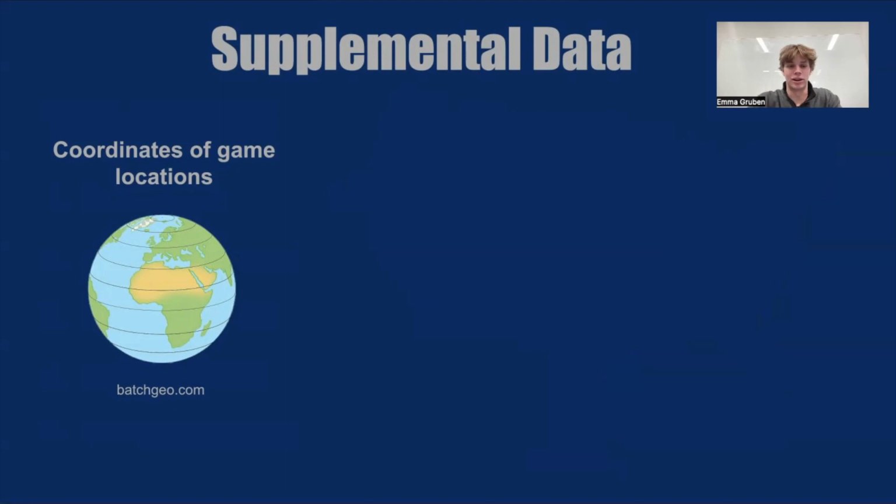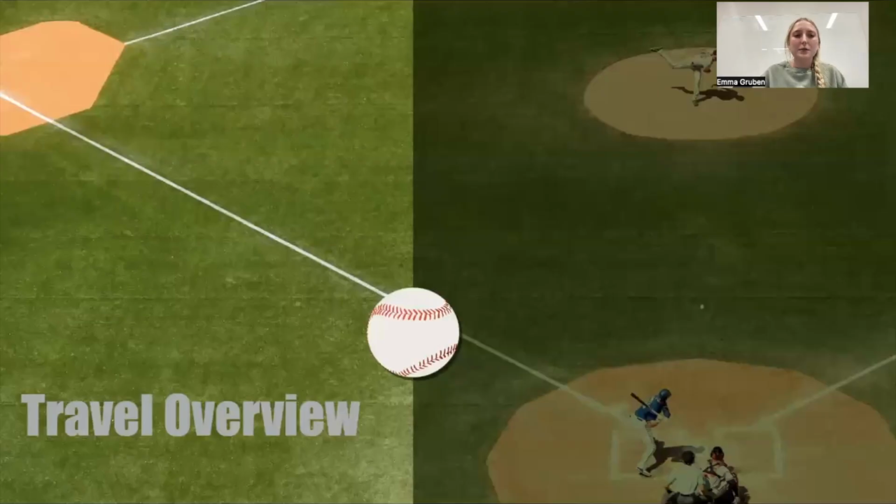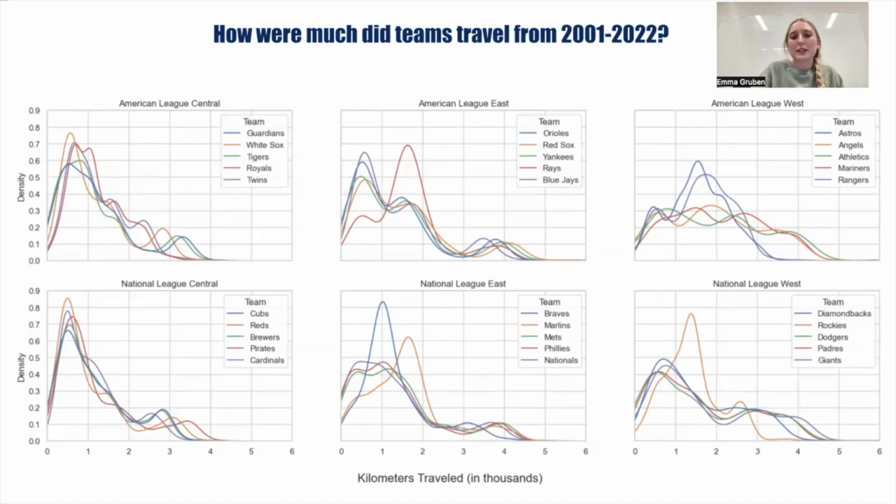To add a couple players to our lineup, we first got the coordinates of the game locations. We got some play-by-play data, and we also scraped some betting odds. As for the travel overview, we want to look at when teams are traveling and how far they're traveling.